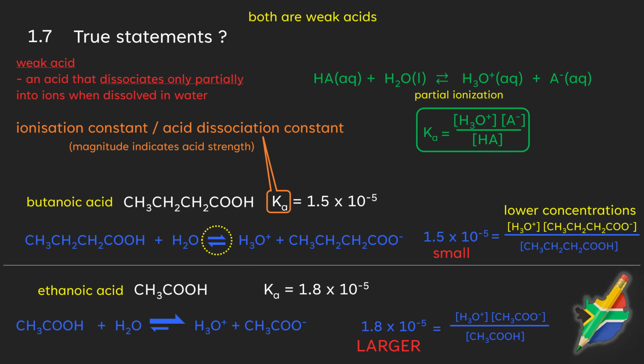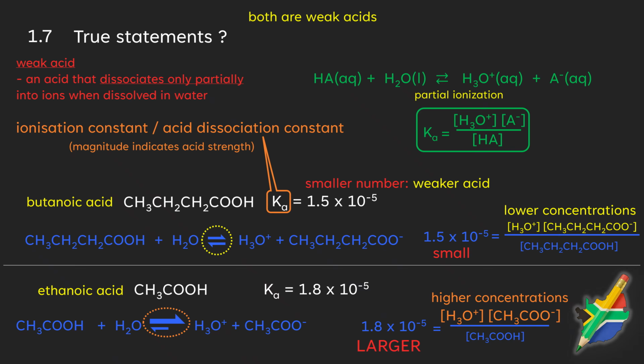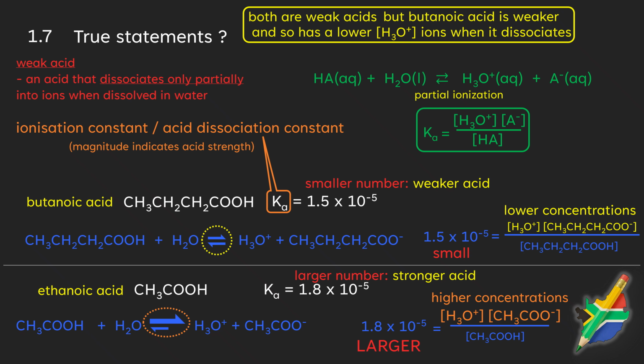Since ethanoic acid has a larger Ka value, this tells us that ethanoic acid dissociates to a larger degree than butanoic acid, and so the concentrations of the ion products are higher. To summarize, the smaller the Ka value, the weaker the acid, and the larger the value, the stronger the acid. So we can conclude that although both acids are considered weak, butanoic acid is weaker and has a lower concentration of hydronium ions. So the answer is B.